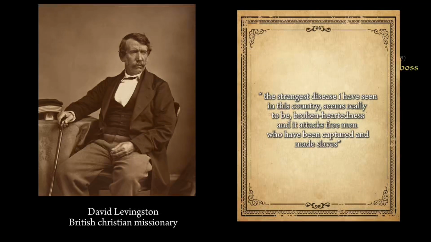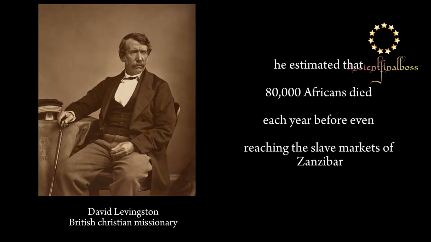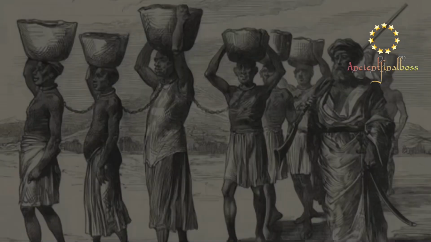"The strangest disease I have seen in this country seems really to be brokenheartedness, and it attacks free men who have been captured and made slaves." David Livingstone estimated 80,000 Africans died each year before even reaching the slave market of Zanzibar.